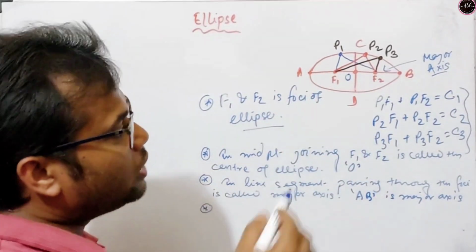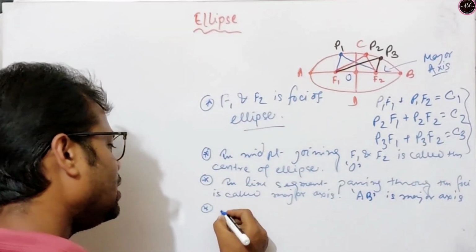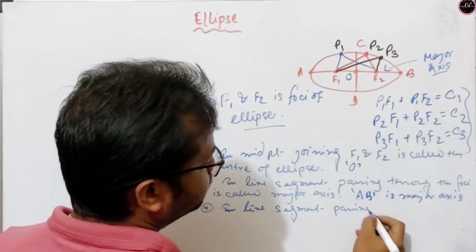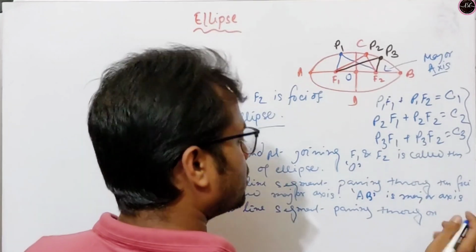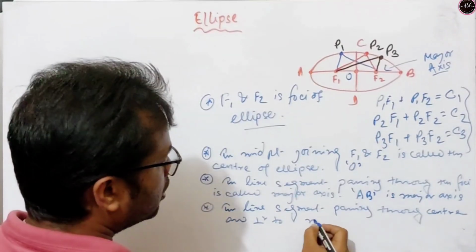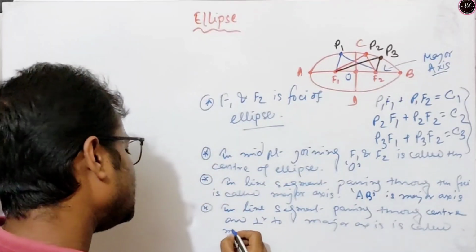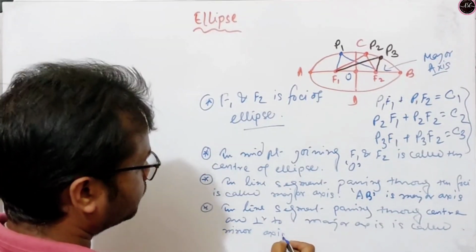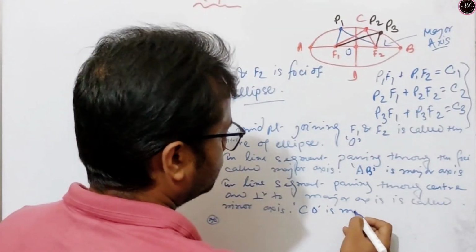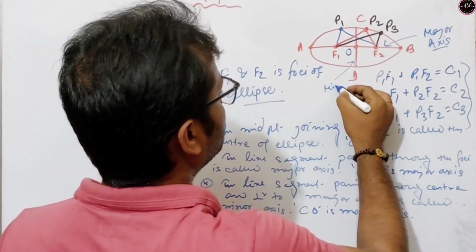The line segment passing through the center and perpendicular to the major axis is called the minor axis. So here CD is the minor axis. The line segment passing through the center and perpendicular to the major axis is called the minor axis. Here CD is the minor axis.